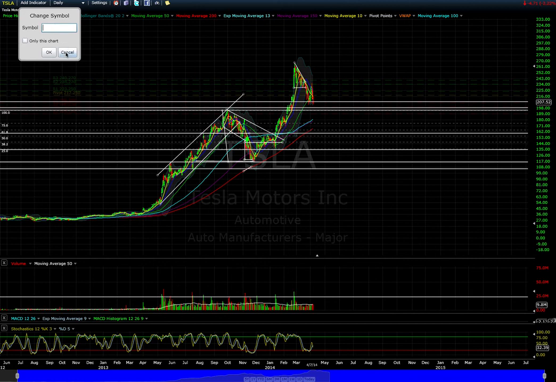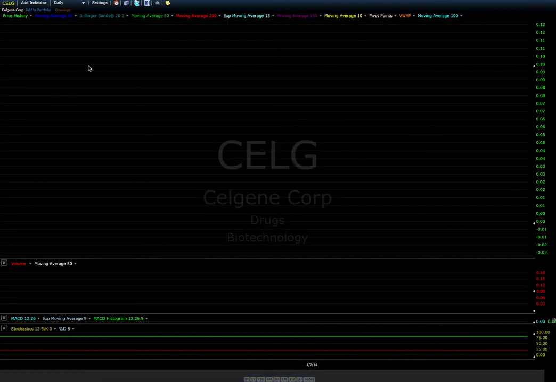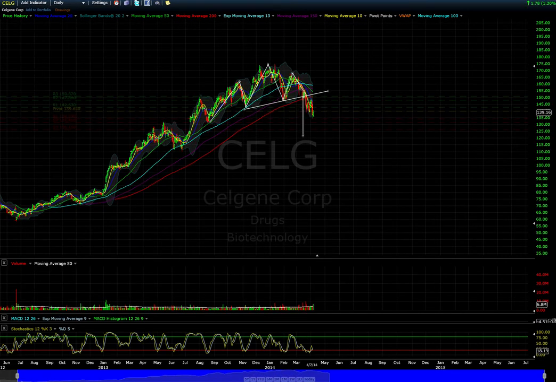Okay, what else do we have here really quick before I take off on this fine evening? Let's look at CELG. On CELG, I called a nice little head and shoulder pattern. Let's see how that's playing out on the short side. So pull that chart up. And CELG, yep, playing out very beautifully.